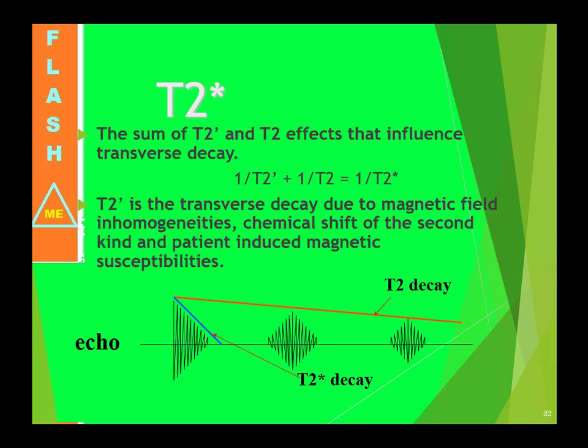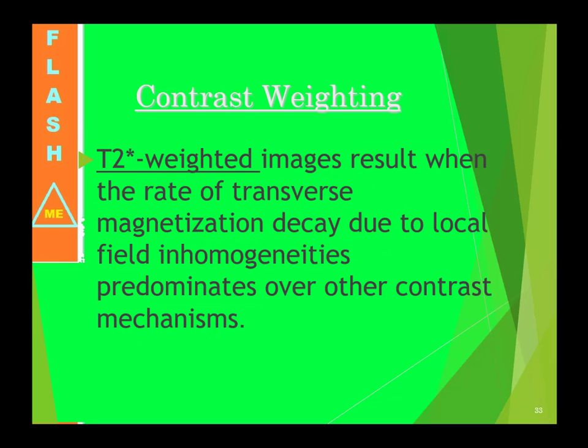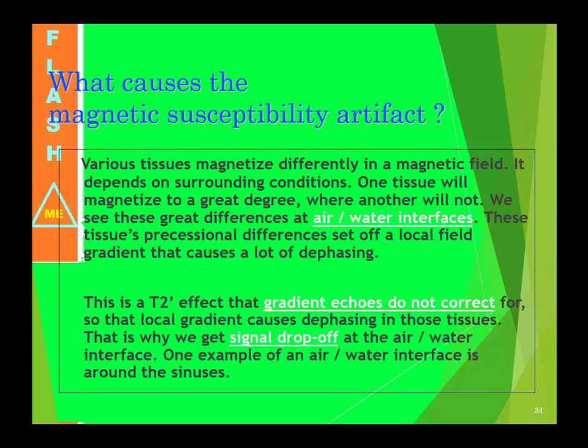T2 prime is the transverse decay due to magnetic field inhomogeneities, chemical shift of the second kind and patient-induced magnetic susceptibilities. Contrast weighting: T2 asterisk weighted images result when the rate of transverse magnetization decay due to local field inhomogeneities predominates over other contrast mechanisms. What causes the magnetic susceptibility artifact?